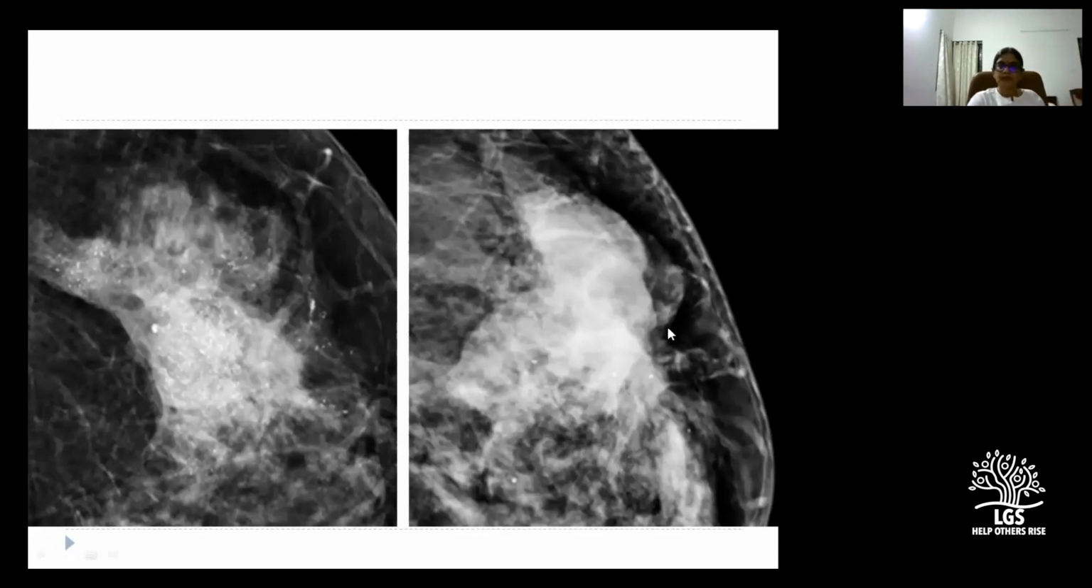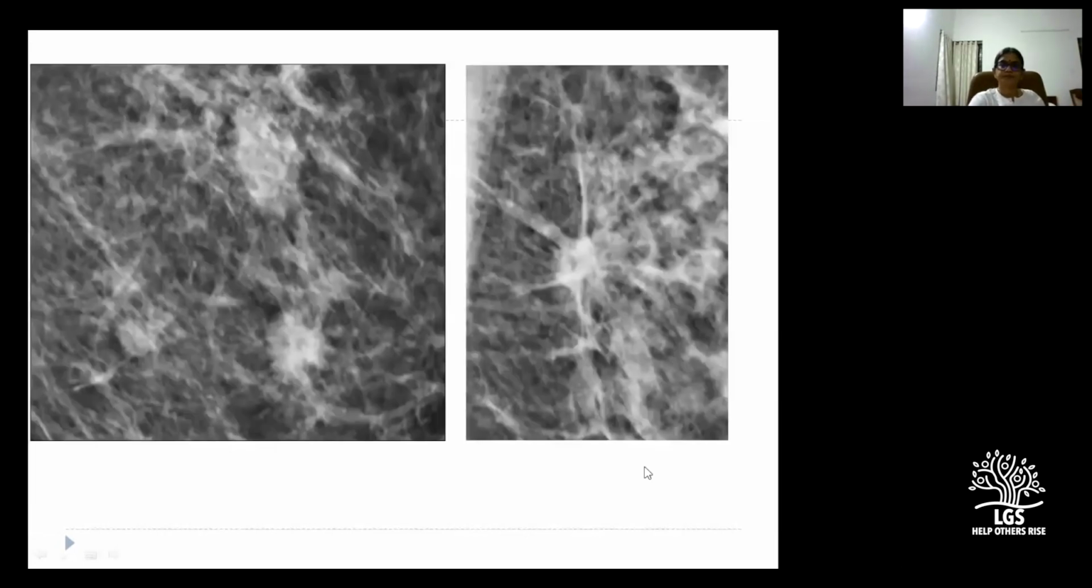So these are some combined type lesions as well. Again, if you see this, this could be a tubular cancer, a small tumor with a lot of spicules, and if you biopsy this, it may show a grade 1 tubular cancer, and these are all very good prognostic lesions.